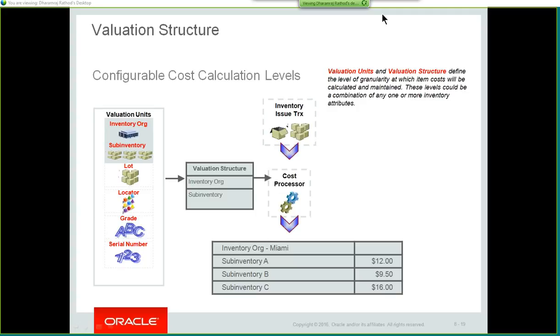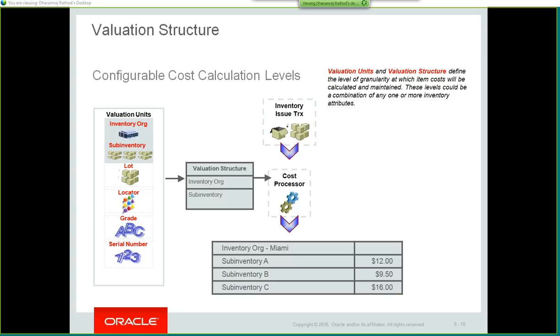That's not correct. You'll have your costing method associated to your cost profile, and to the cost profile you would associate your valuation structure. So valuation structure, along with the cost method which is stamped on the cost profile, will identify where you want to keep track of quantity and calculate the cost.